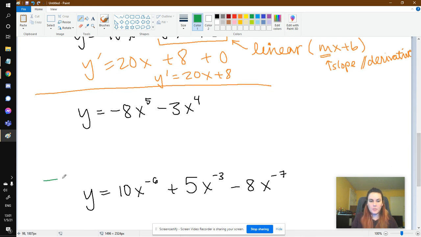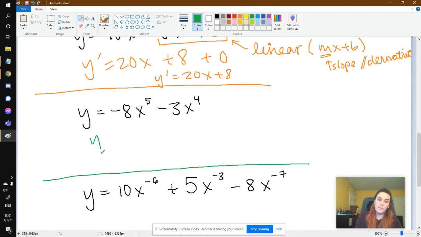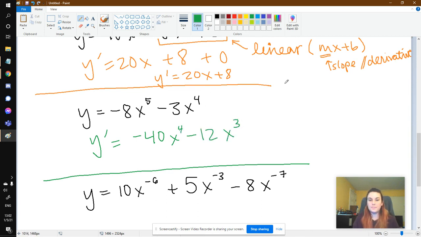All right, 2 more examples that I want to go over. What if the coefficient is negative? Same thing. We just do the exact same thing. We do negative 8 times 5 is negative 40, and this becomes a 4. And then negative 3 times 4 is negative 12, and this becomes a 3. No problems.